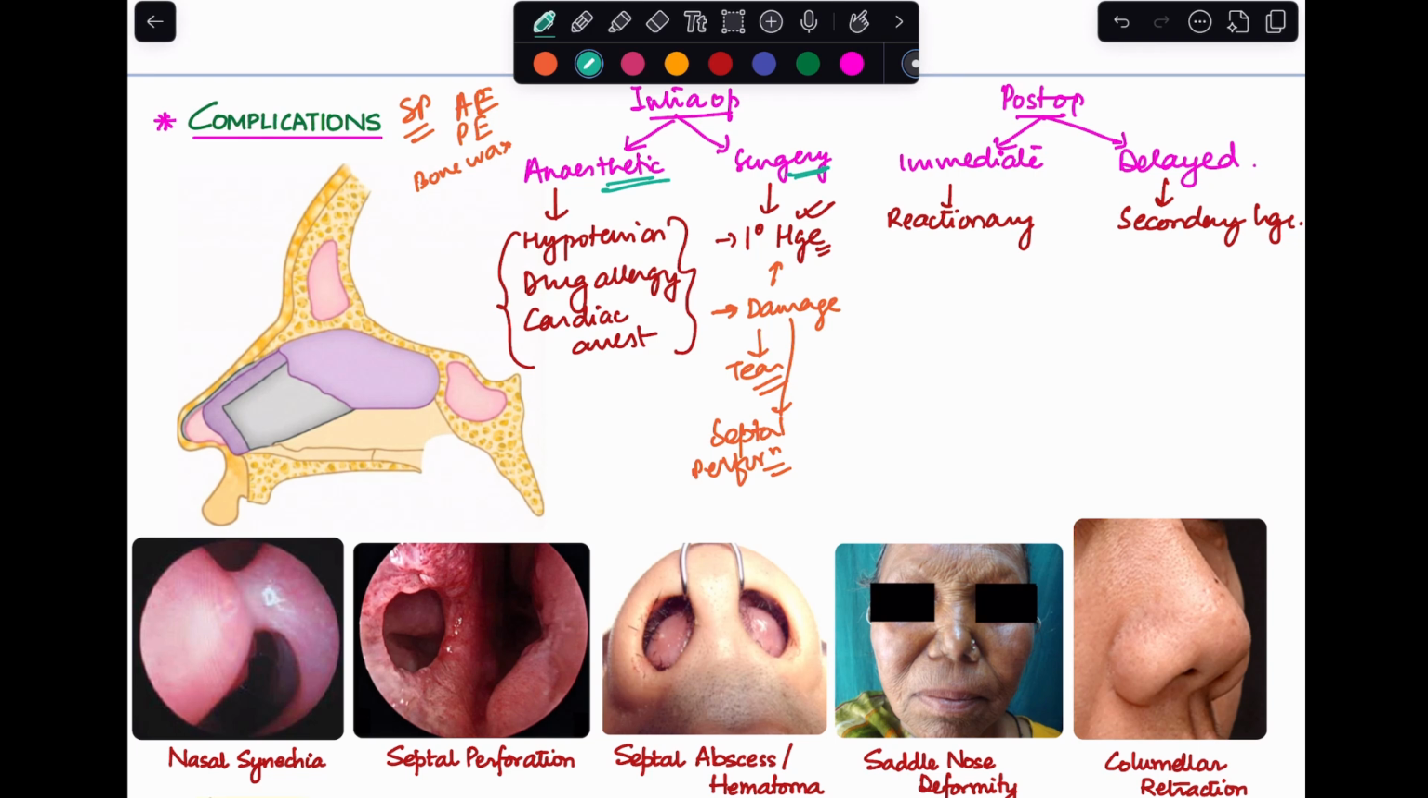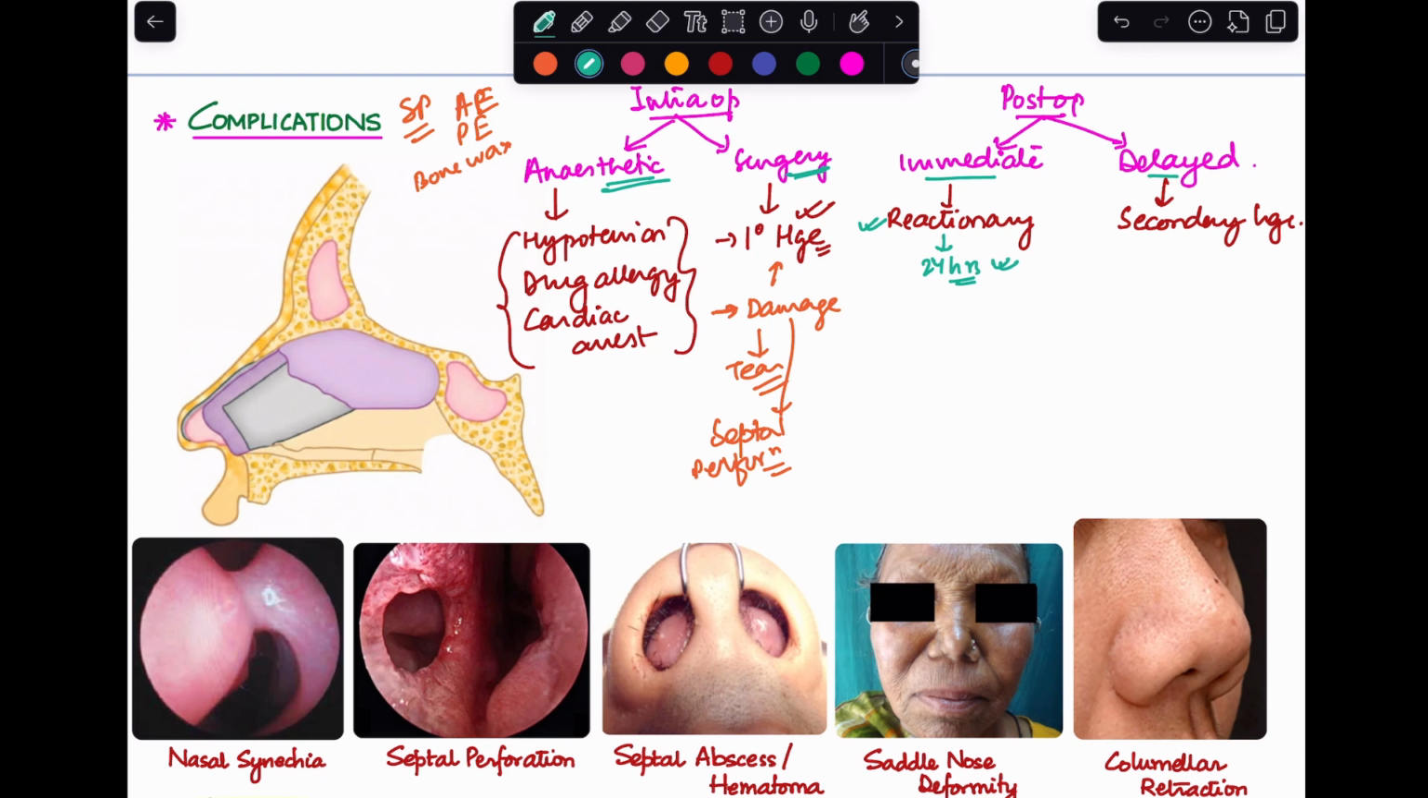So, as we had seen, we have immediate and delayed post-op complications. First, let's talk about the immediate postoperative complications. As I mentioned, the first one is the reactionary hemorrhage. Now, reactionary hemorrhage, can you tell me what is it exactly? This is the hemorrhage that occurs within 24 hours of the surgery. This number is important for you to remember. This is something very commonly asked if you get a case of tonsillectomy, like what is reactionary hemorrhage? What is the time period during which it happens?